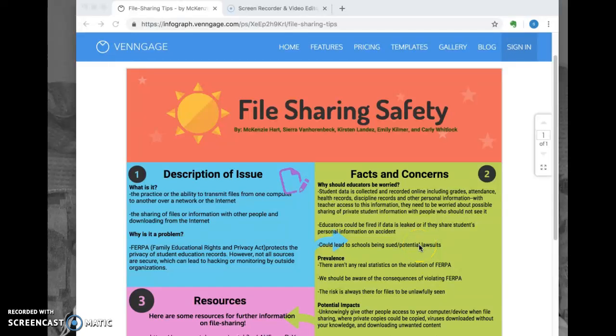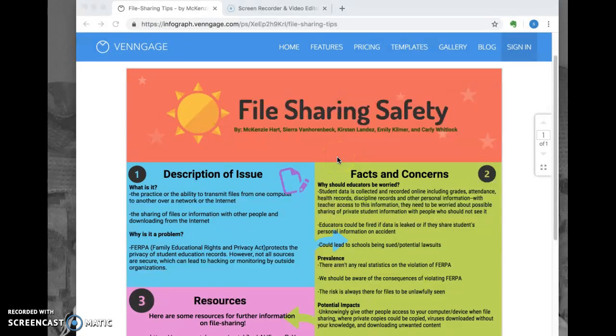So my group and I got assigned the cyber issue of file sharing safety. Basically, file sharing safety is the practice or ability to transmit files from one computer to another over a network or the internet. The sharing of files or information with other people and downloading from the internet is basically the same thing.